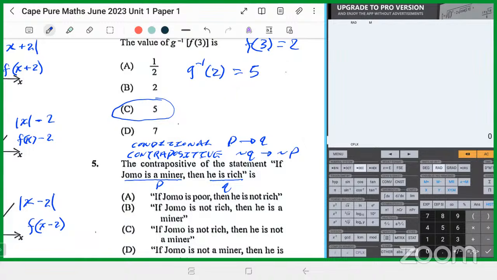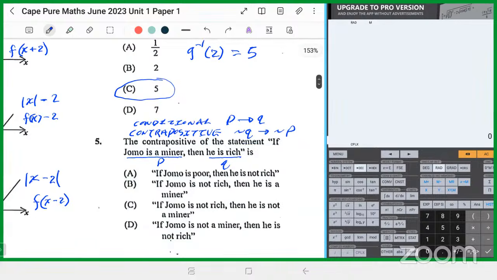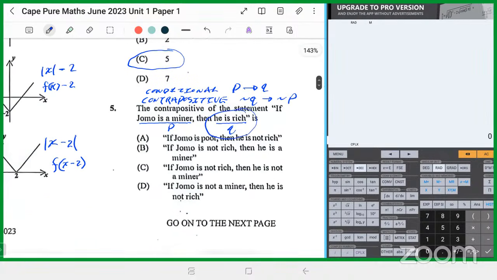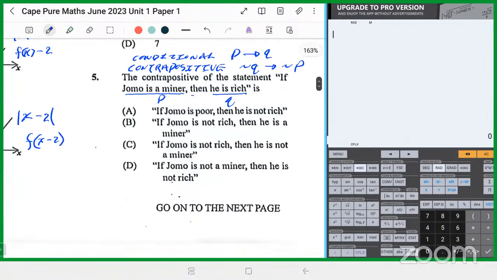That's what it is. So you're basically trying to write this statement for the contrapositive. All right. So you want not this implies not that. All right, let's look for that now. So you want, if JOMO is not rich, that is a not Q, then JOMO is not a minor. That is it. So this is the implies. So this would be now your JOMO is not rich. This would be your not Q.